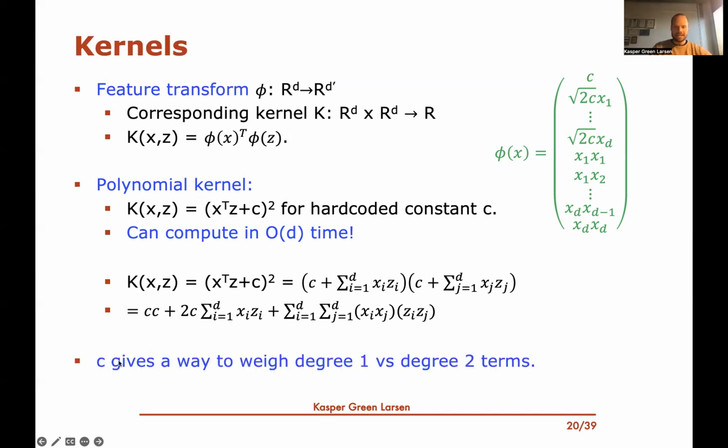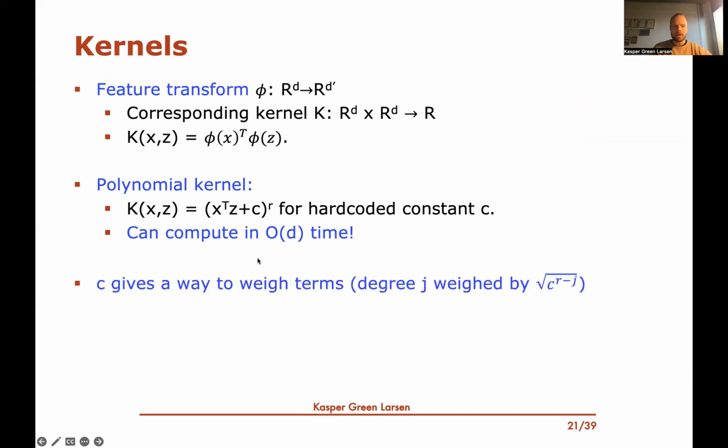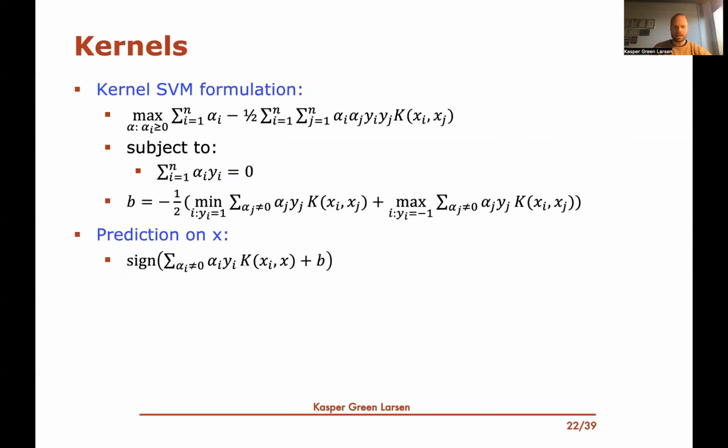And this c that we introduce also allows a way to put different weights on the degree 1 versus the degree 2 terms in some sense, right? But also if you just set c to 1, then you just get a copy of x1 up to xd, you get the hard-coded 1 and so on, right? So you keep the original features. In general, you can do the same trick if you raise it to the rth power. The only thing that happens is that the degree j terms become weighed by something proportional to the square root of c to the r minus j. So it's a way to give different weightings.